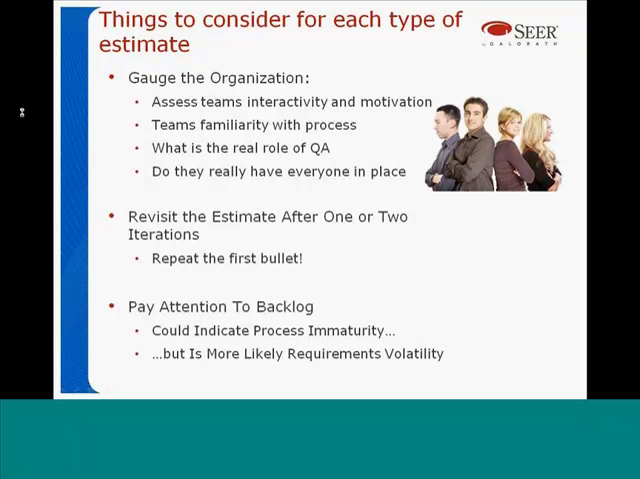And then, after you've built your first iteration, you want to go back and repeat that very first bullet. Go back and see, are you really functioning as an effective Agile team? And what you may really want to do is pay attention to the backlog. What types of things are in your backlog stack? Are your features not being developed because of process immaturity, or is there even more requirements volatility than you expected? Paying attention to what is not making it out of the feature release or an iteration cycle and going back into the backlog will give you an idea of how you're performing.